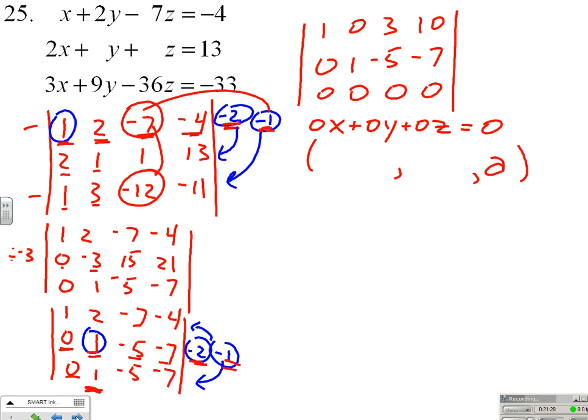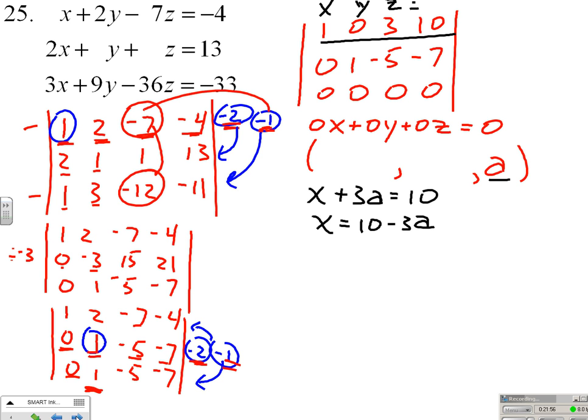And if that is the case, what is this equation? This equation is 1x plus 3z equals 10, or 1x plus 3a equals 10, if z is a. So x is 10 minus 3a. I'll show you what this is doing for us. Seems kind of weird. Why do we even bother having variables in our answer? I think I'm going to explain that in a manner you can understand shortly.